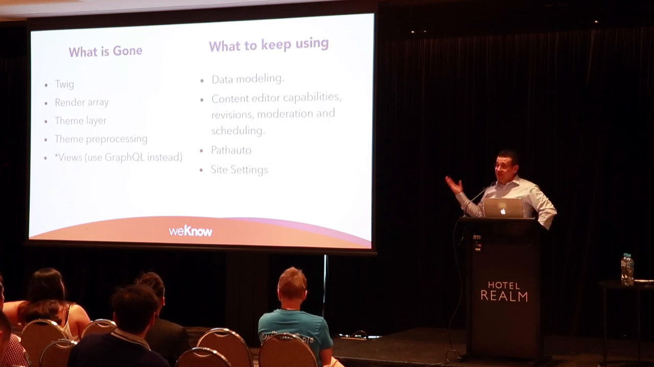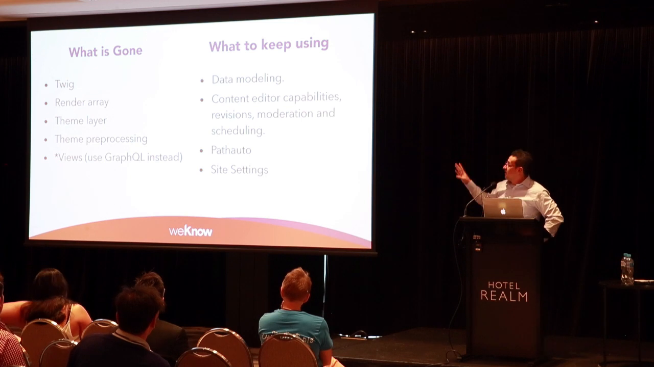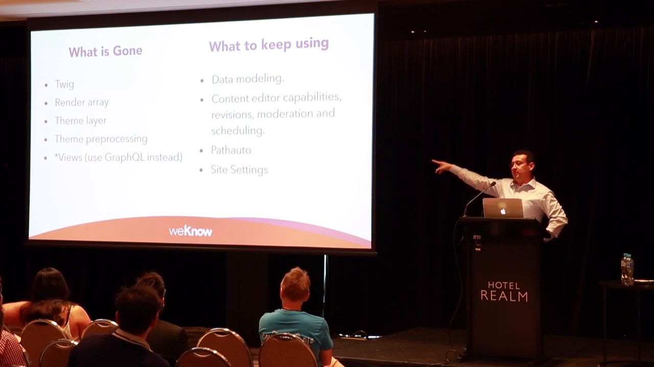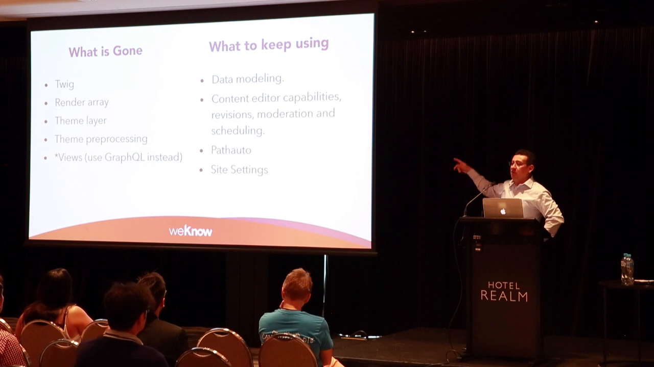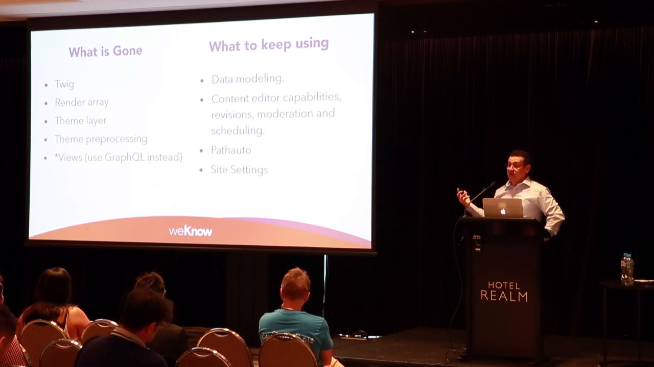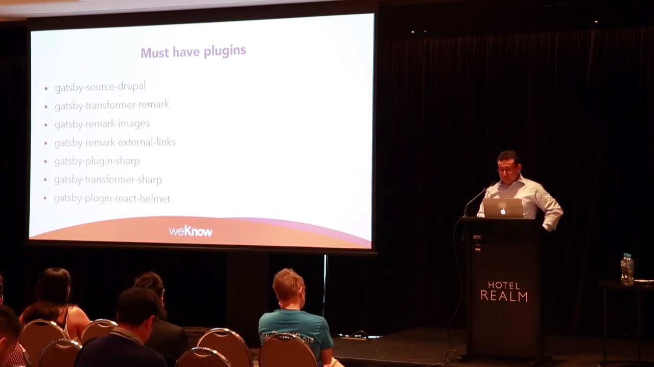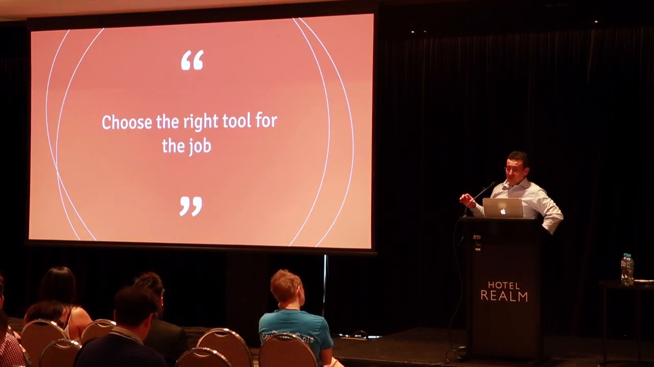But something you missed. Sadly, how many of you are going to miss the render array, if you are from the front-end developers, right? It's gone, no tweak, no layer, no theme preprocessing. Maybe this theme preprocessing should be happening in React or in a Gatsby plugin, and then you have to use GraphQL. But you keep data modeling, content types, Pathauto, all this kind of stuff you get from that. You must use all these plugins to try to create the solution. And the whole thing is to try to create the right tool for the right job.